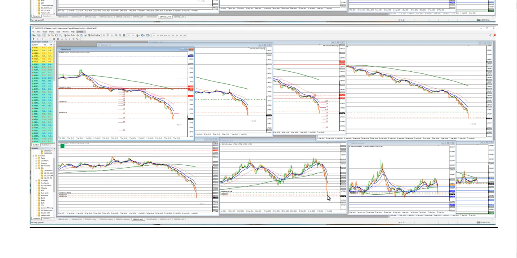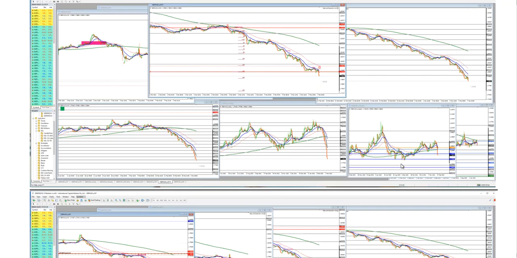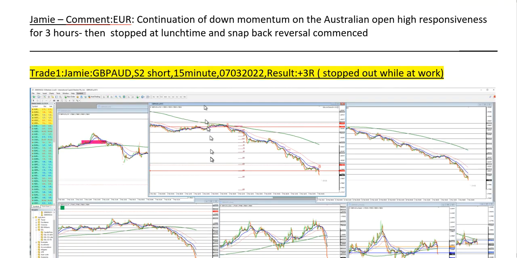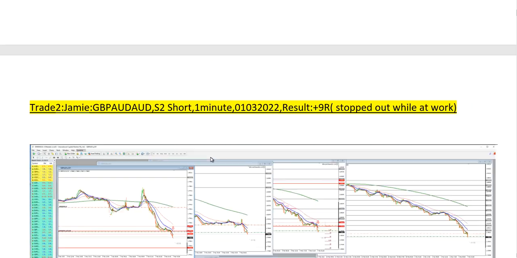We can see it just continued lower. It just follows the momentum, but it's basically doing a huge stop run here, and here and here, and it's approaching a major support down here. Now this was a 15-minute S2 short. Now let's have a look at the next one.